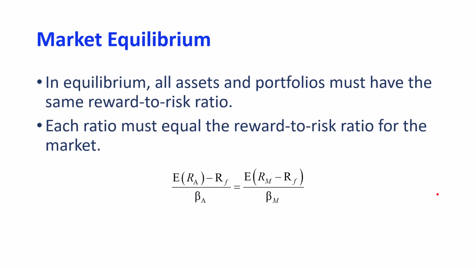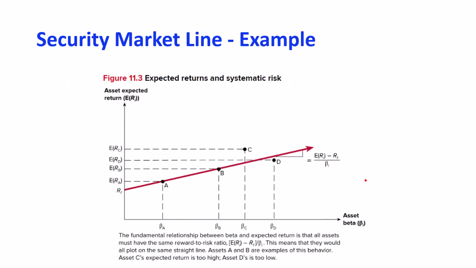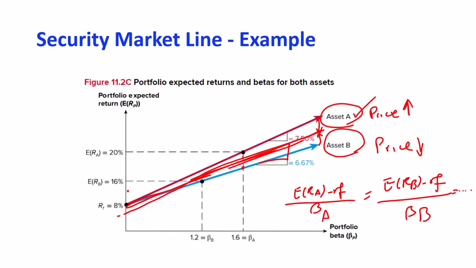So again, in equilibrium, all assets and portfolios must have the same reward to risk ratio, and this can be extended to many different assets. So we can see the result of that here. Here we have the security market line. And by the way, this line that every asset will converge into, we call this the security market line.